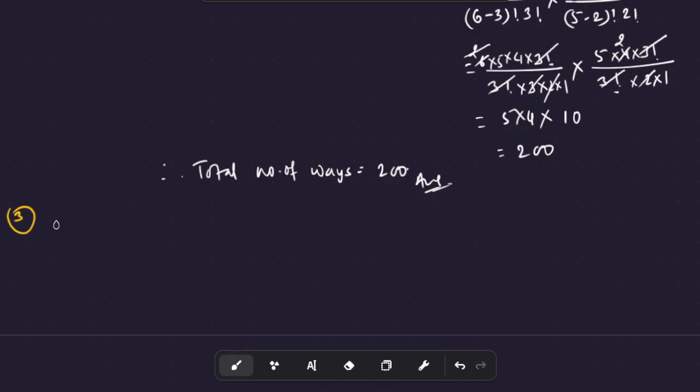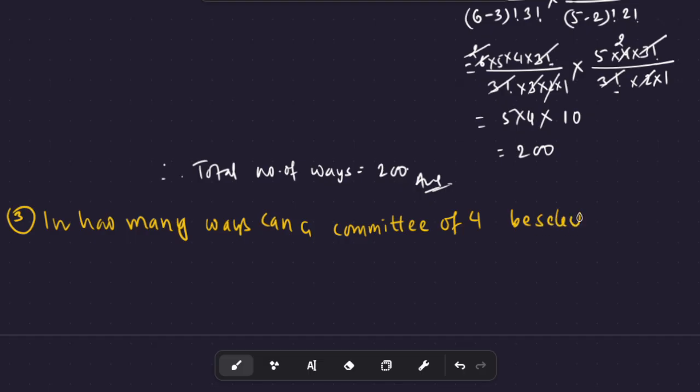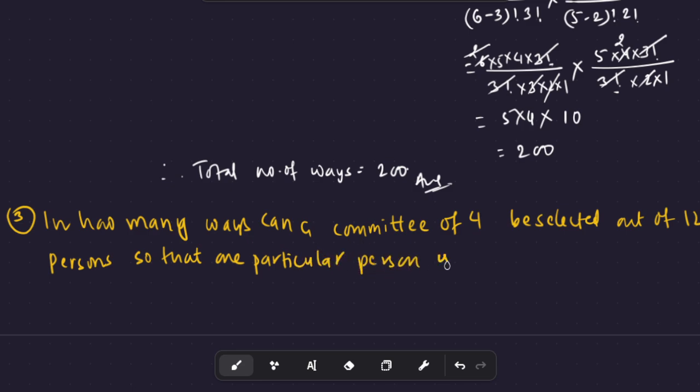Question number 3 says: in how many ways can a committee of 4 be selected out of 12 persons so that one particular person is always included, and a second is always excluded.